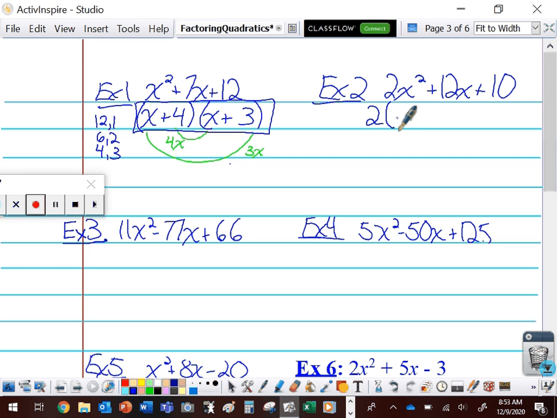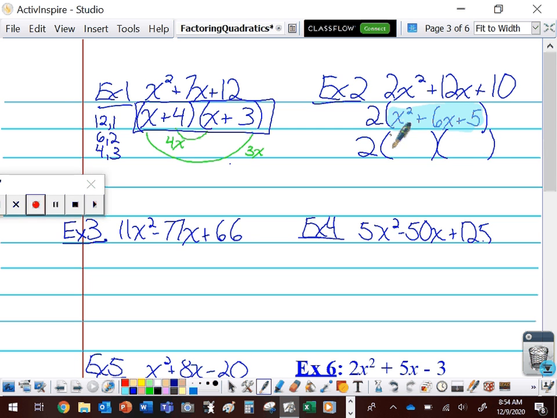2x squared divided by 2 is just x squared. 12x divided by 2 is 6x. And 10 divided by 2 is 5. Now, I have 2 times the quantity x squared plus 6x plus 5. Now I'm going to focus on factoring just this bit. Okay? I leave the 2 out front, I get my 2 sets of parentheses, and I factor this highlighted piece.